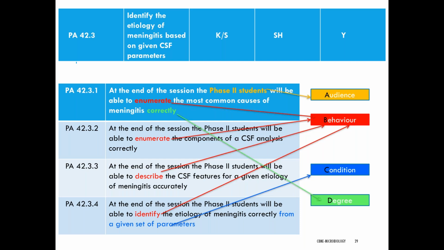And finally, the degree. Is it okay if they just enumerate the common causes of meningitis? One is correctly. You may also ask them to enumerate the most common causes of meningitis in neonates. So we may give them a condition like neonates, or we may give them a degree like accurately, effectively, correctly, etc. I hope this is clear. So this is the ABCD method of writing objectives.